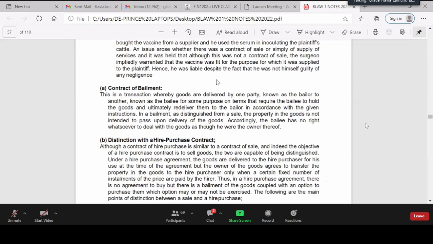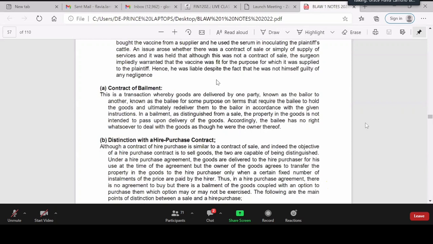So what are the similarities and the differences between a contract of bailment and a contract for sale of goods? The similarities: one is that in both contracts, there are two parties. That one is a given. In a typical contract, there are at least two parties, so you cannot be in a contract by yourself. In a sale of goods contract, you have the seller and the buyer. In a contract of bailment, you have the bailer and the bailee.